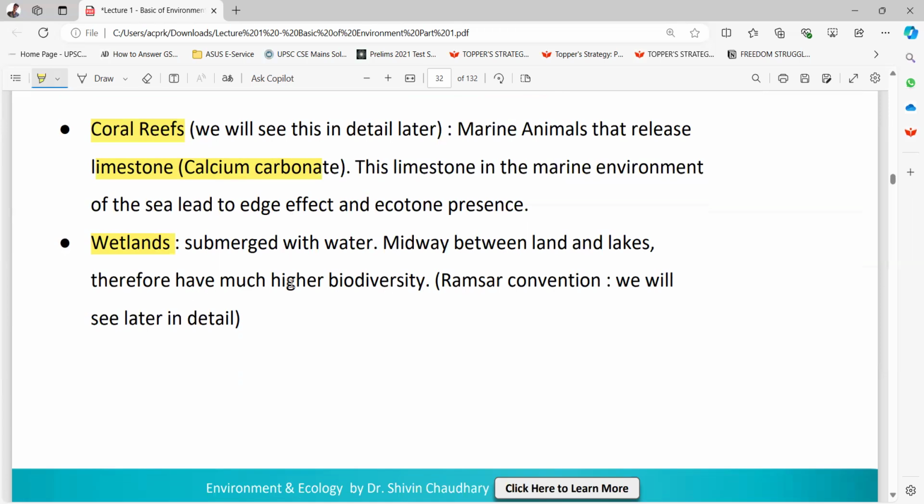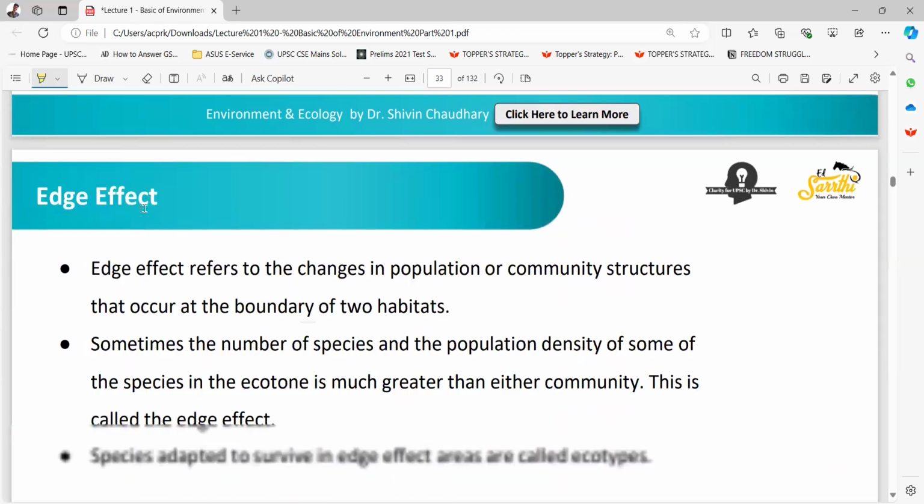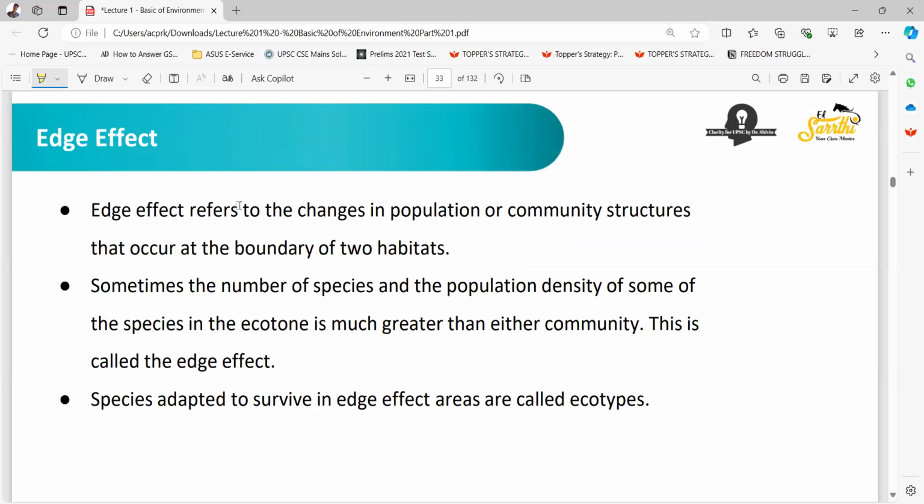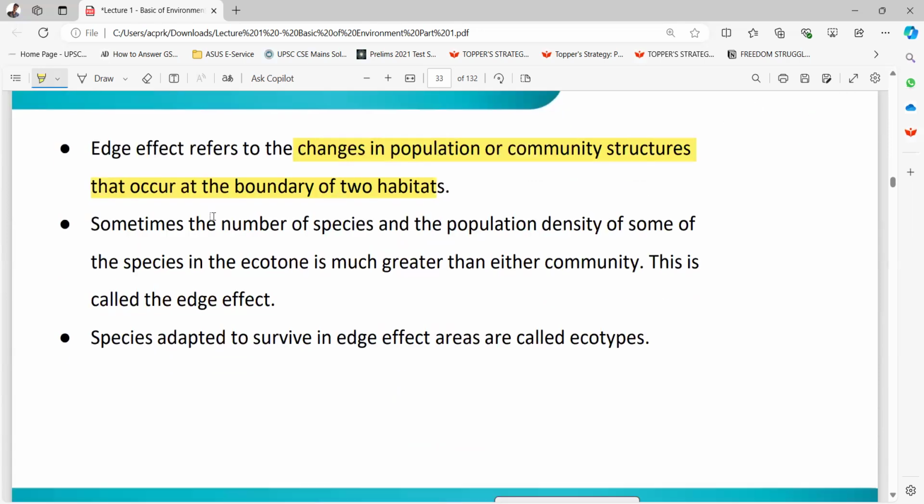Therefore, have much higher biodiversity. Ramsar Convention, we will see later in detail. Okay, edge effect. Edge effect refers to the changes in the population or community structures that occur at the boundary of two habitats. Sometimes the number of species and the population density of some of the species in the ecotone is much greater than either community. This is called the edge effect.